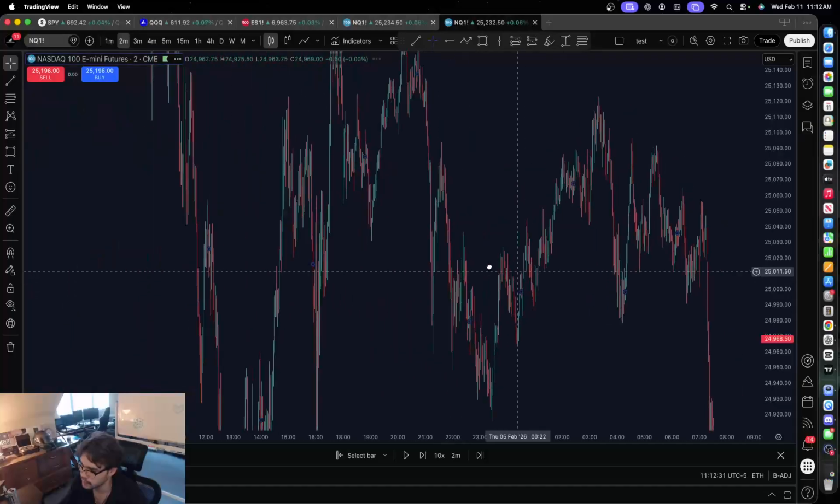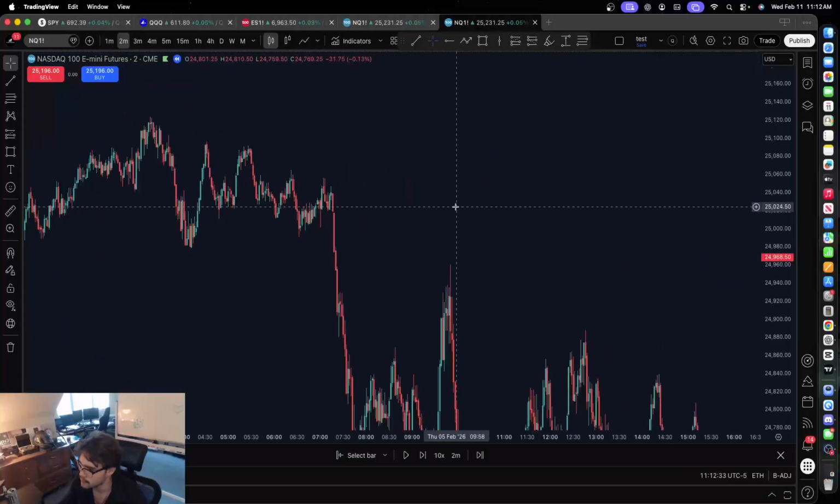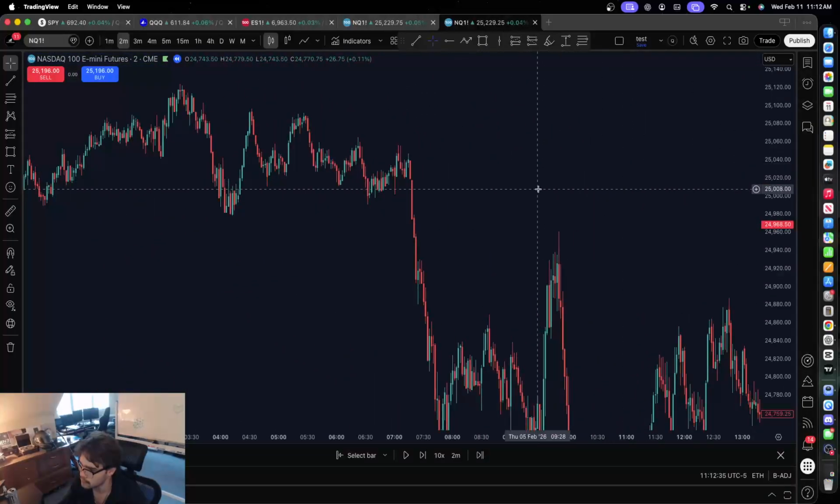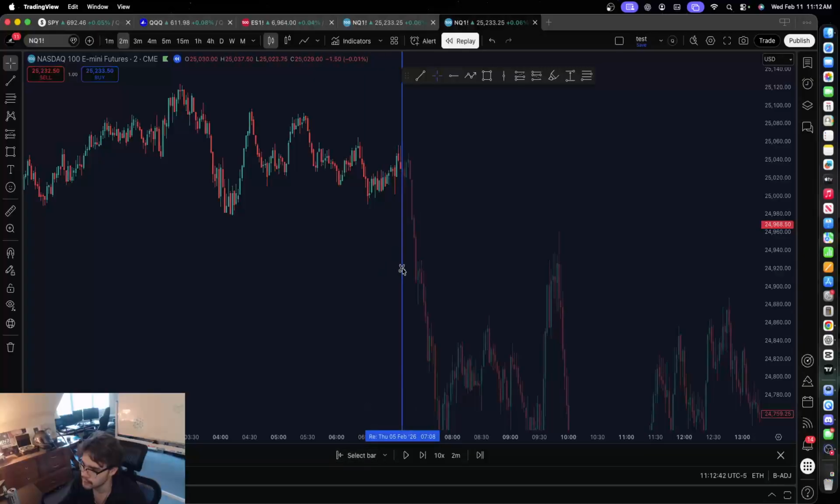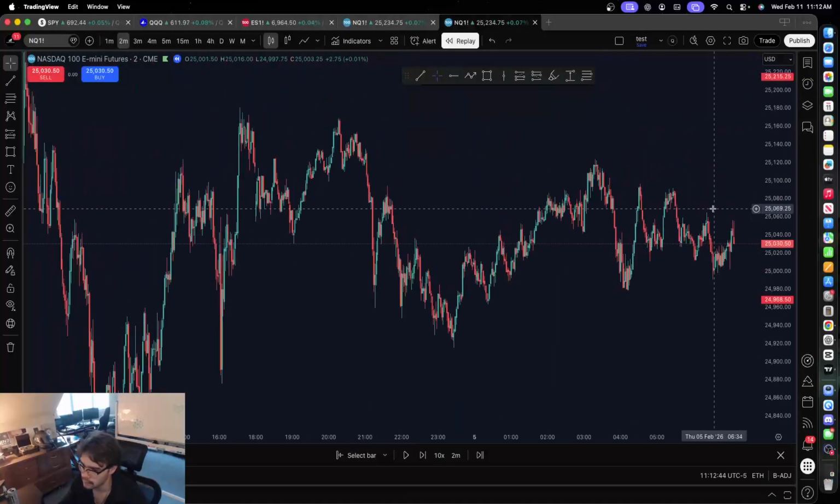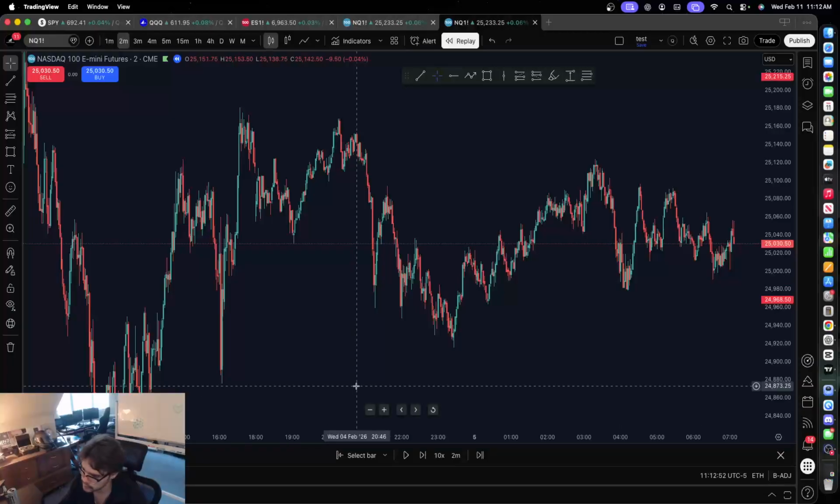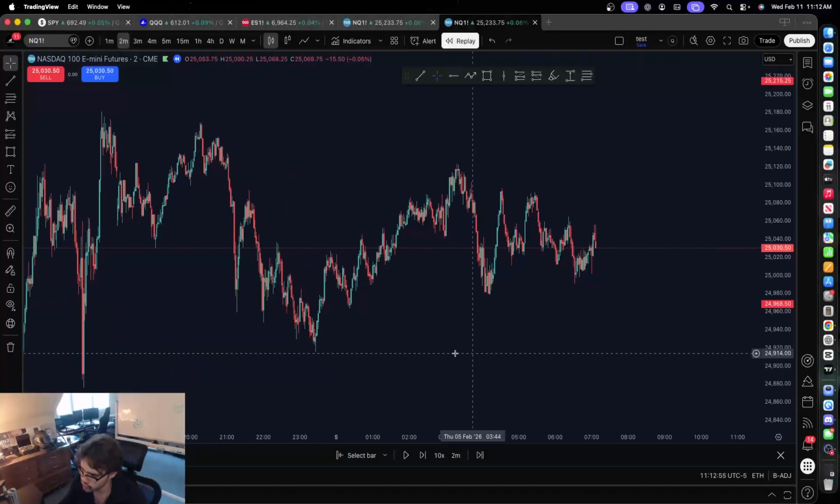Trying to remember the trade. Select bar. I don't know why I was doing that. Select bar. Bam. Let's see if I can find the trade from Thursday. 5 minute. What day of the week is this? The 5th? I don't think I posted anything on the 5th, did I? That's the 6th. Okay, here we go.